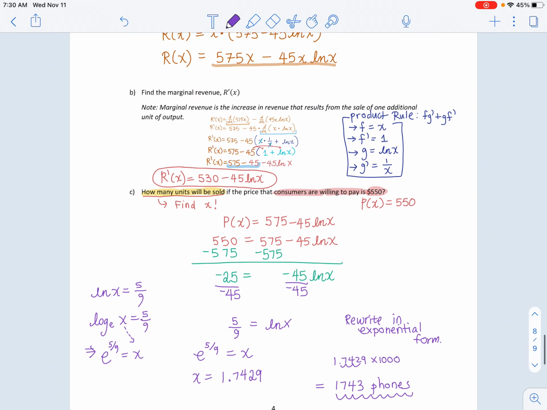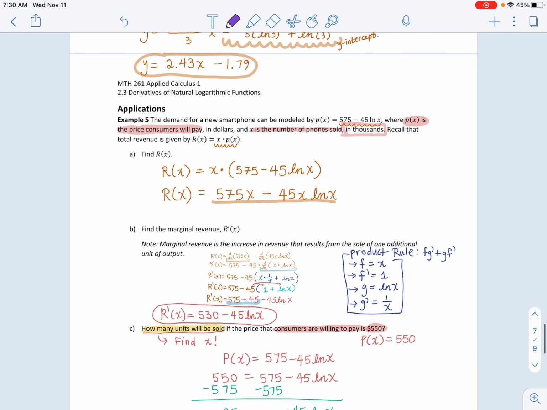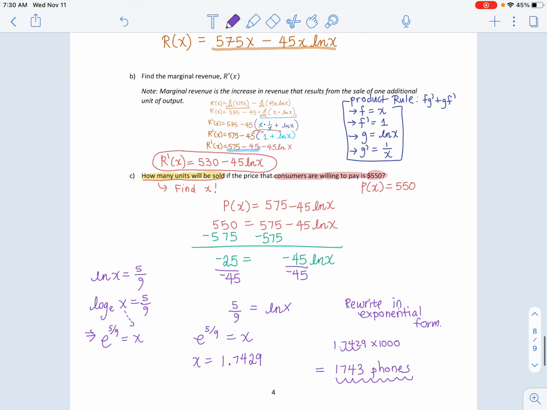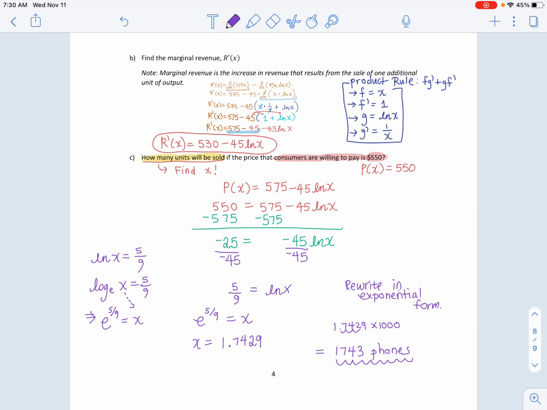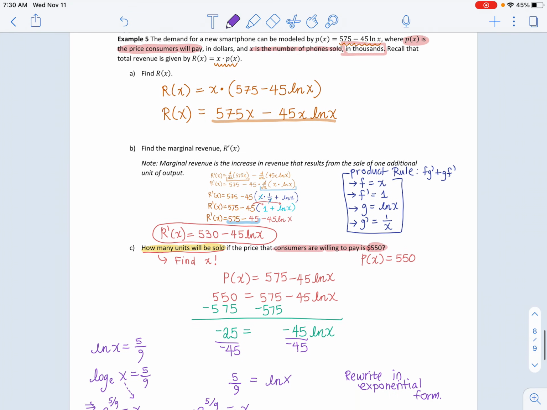Now, this one, I'm a little disappointed in this example because I found R prime of X and I wanted to use my derivative, but they just wanted to have the marginal revenue function, but we really ended up just using the original function, P of X, to answer part C. I would totally add parts D and E and F so that we can use the marginal revenue. But anyways, that looks like that's it for example 4 or 5.